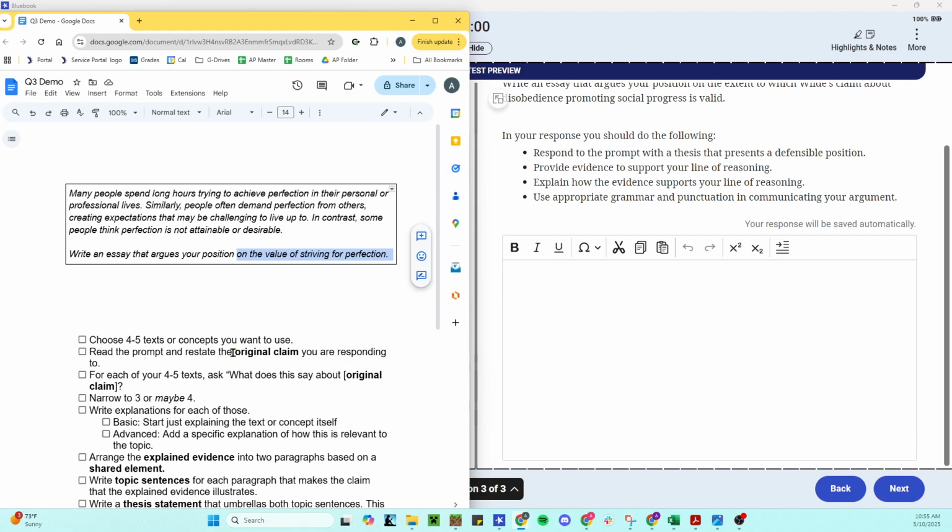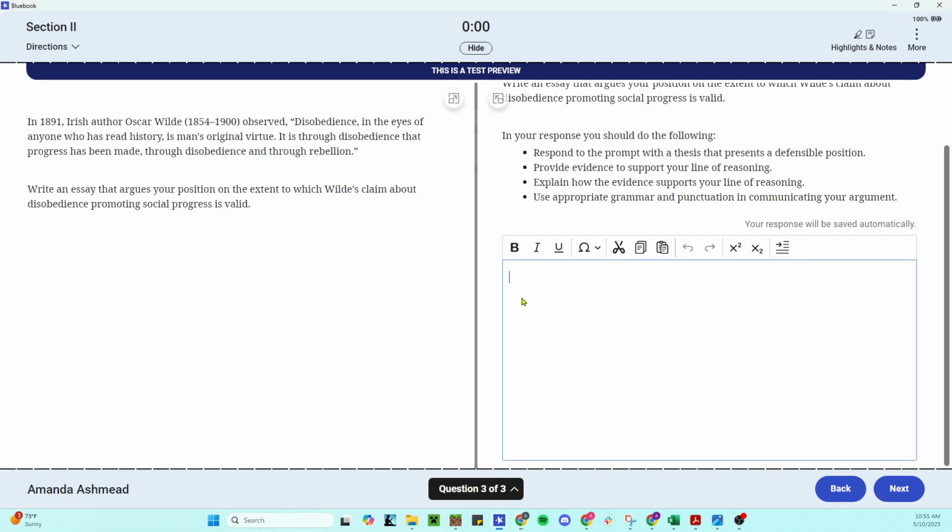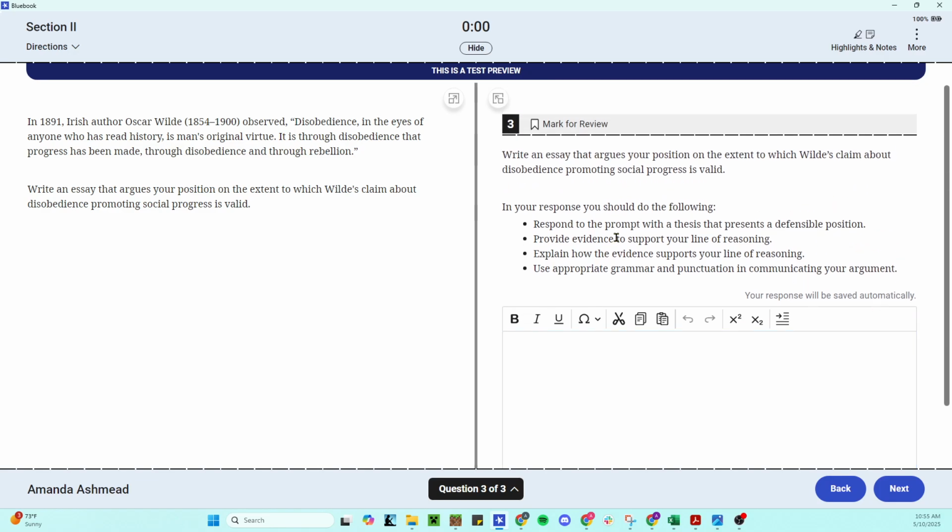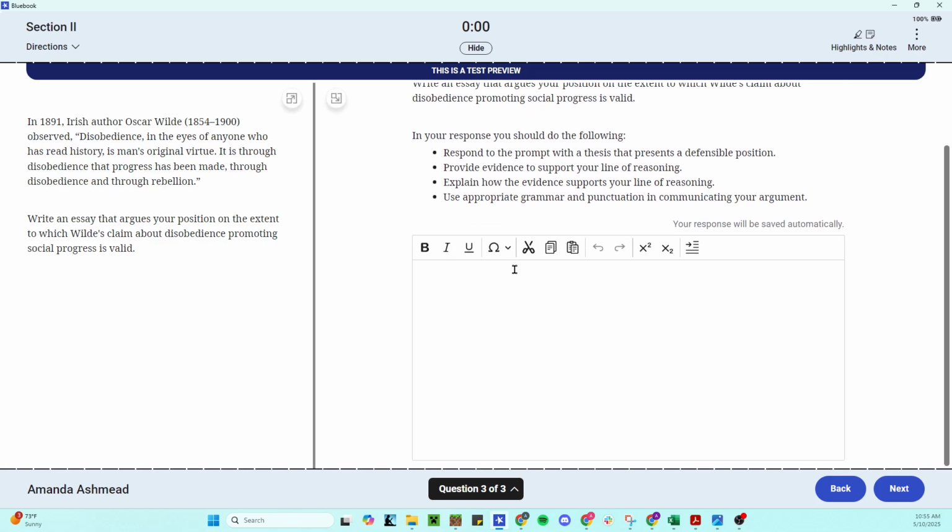Okay, so I want to restate that original claim. There's not really a quote, so I don't really have to do that in a really big way, but I'm going to do this over here. I'm going to say something like, and actually, I want to make this big. Isn't there a way to make this the whole screen? Oh, it's here, sorry. Okay, most of the screen.